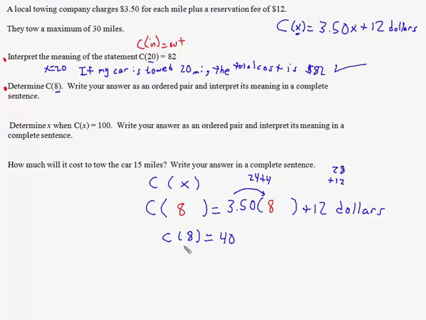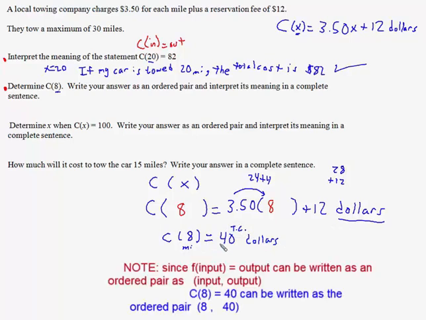So remember that my input is number of miles driven, and my output, there it is, I forgot to copy it, is in dollars, and it represents the total cost of towing the car. Remember the directions said we're also to write our answer as an ordered pair. Since f of input equals output can be written as the ordered pair input comma output, C of 8 equals 40 can be written as the ordered pair 8 comma 40.